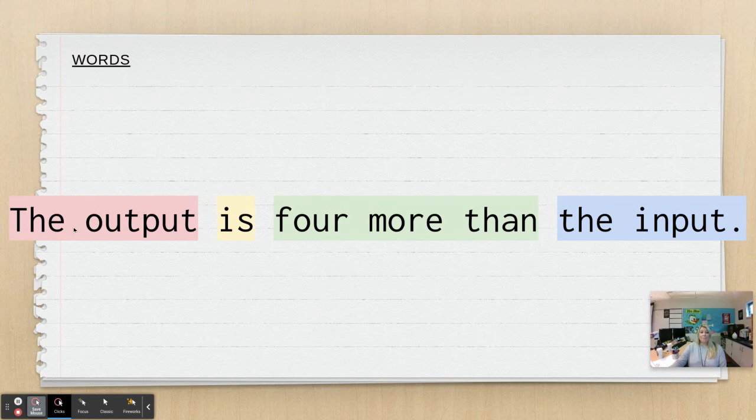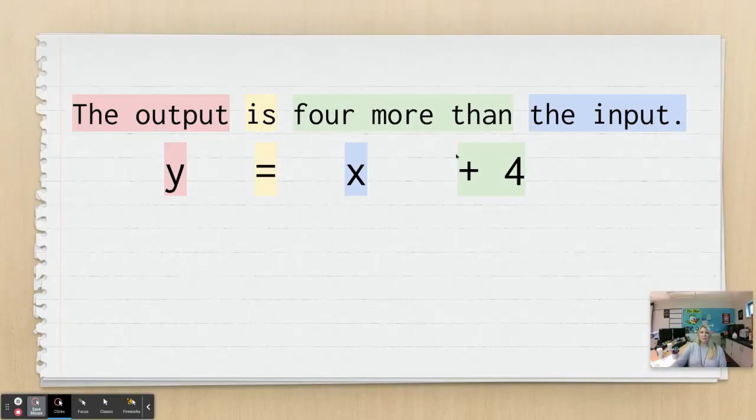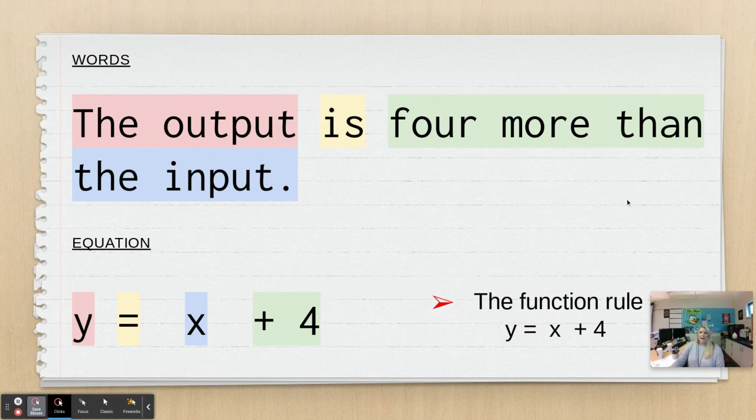The output is Y. Is equals. The input we know is X. What is 4 more going to be? 4 more than the input is going to be +4. So it's your input plus 4. 4 more than the input is input plus 4. So Y equals X plus 4 is our function rule.